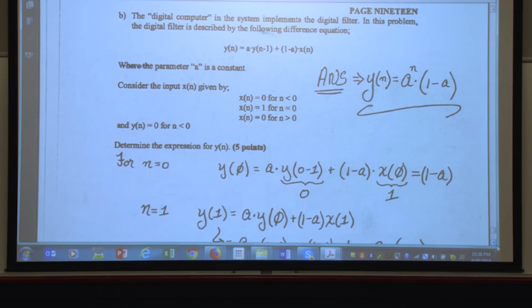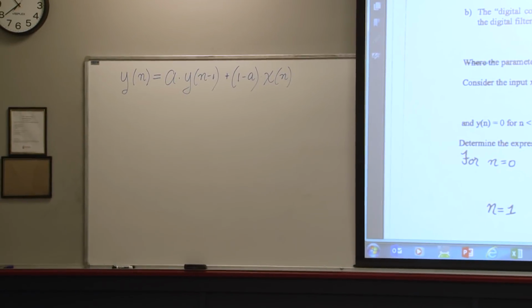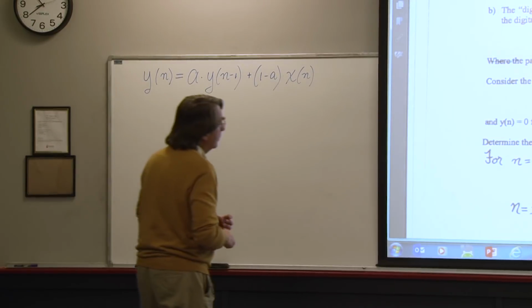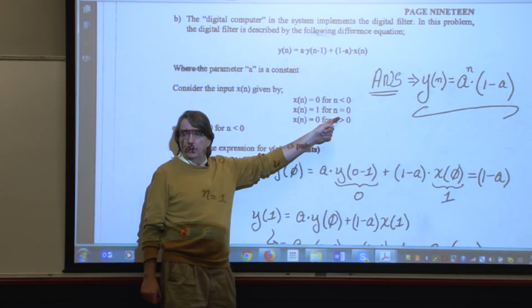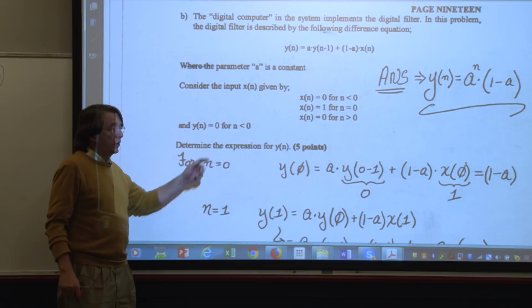a times y of n minus 1 plus 1 minus a times x of n. Now, the parameter a is a constant. The input is 1 only for n equals 0, and y of n equals 0 for n less than 0.